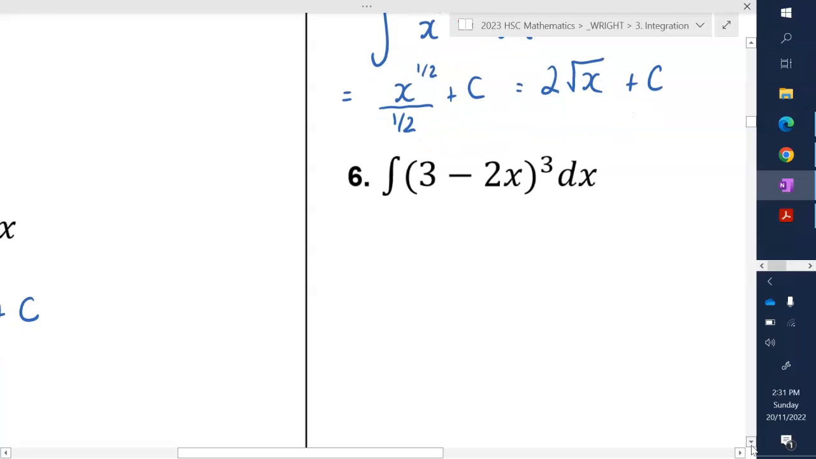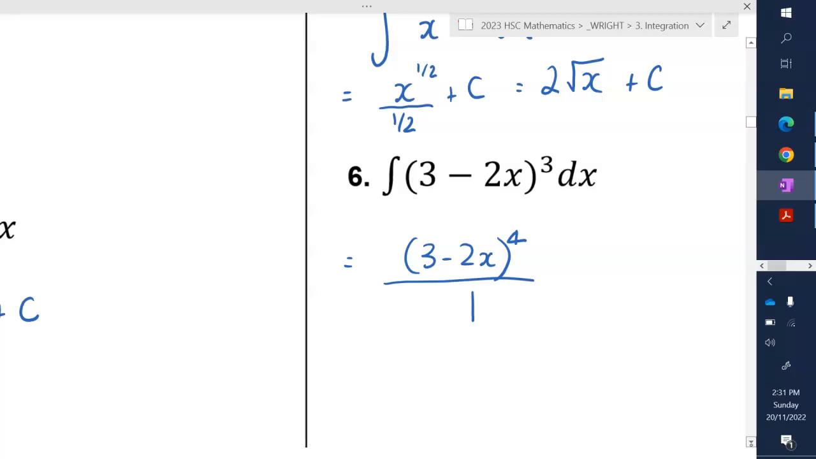Next one. Okay, this one is the second rule that we had up above. We are integrating in brackets with a power, but in those brackets is a function. So we need to also remember to divide by our minus 2 in this case. So our rule will be, let's write down what we have in our brackets. We have our power of 3. Let's add 1 to that power of 3 to get 4. Let's divide by that power of 4.